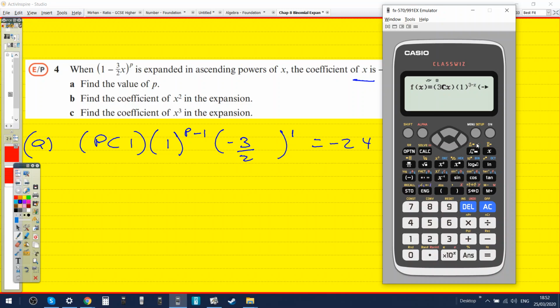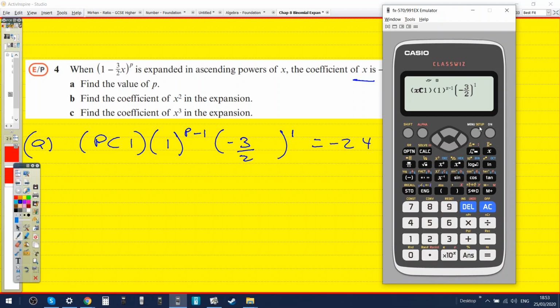I'm just going to put that into the calculator solver and say my prayers. So I can't do p, so I use x for the unknown. So like x choose 1. And then 1 to the power of x minus 1. Here's hoping. Wait, do you know if it's actually going to work? I never know. Minus 3 over 2 to the power of 1.